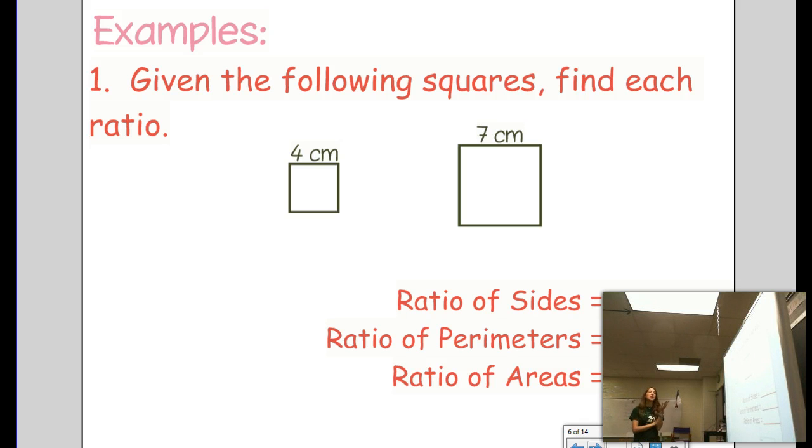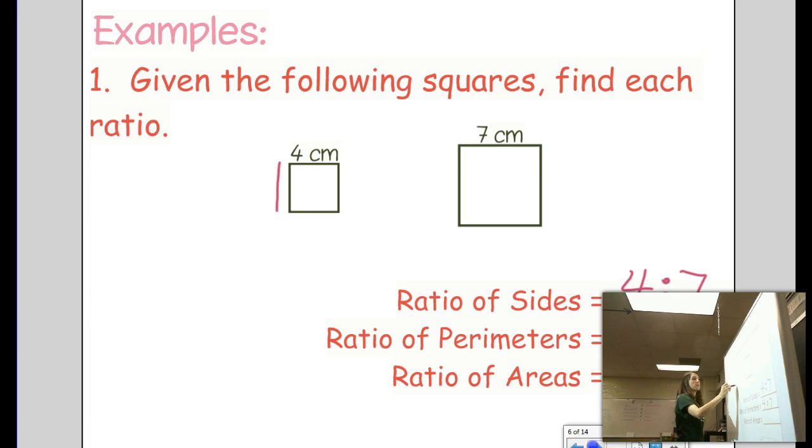So I'll start you off. The ratio of the sides, I'm just going to write the sides. 4 to 7. So John, what would be the ratio of the perimeters? 4 to 7. Yeah! So that's what this lesson is all about. It's kind of about a shortcut. Could I find the perimeter of that one and find the perimeter of that one and then write the ratio? Sure it could. But that would be too much work. But let me prove it to you that it works.